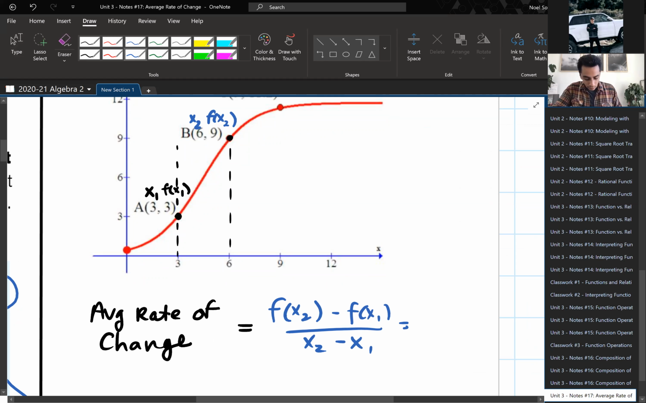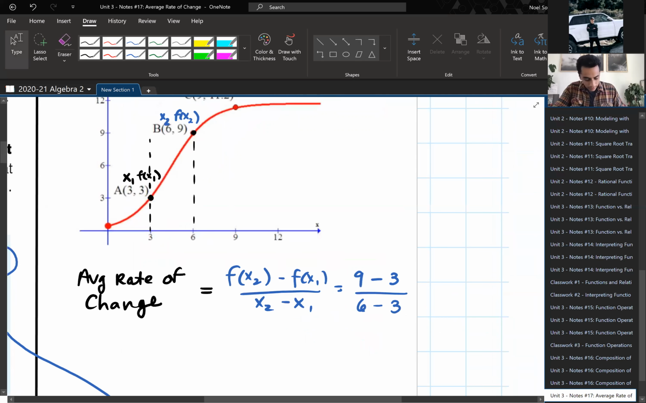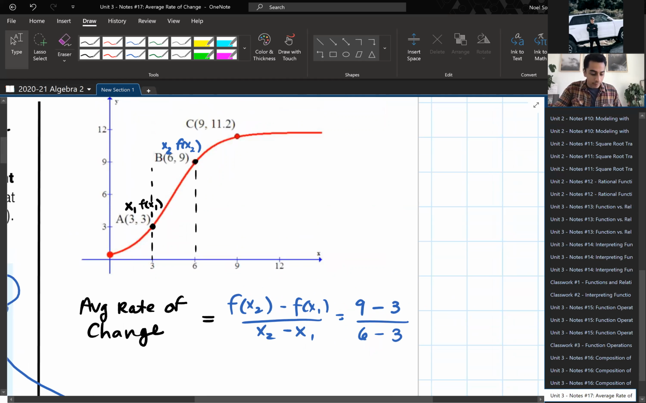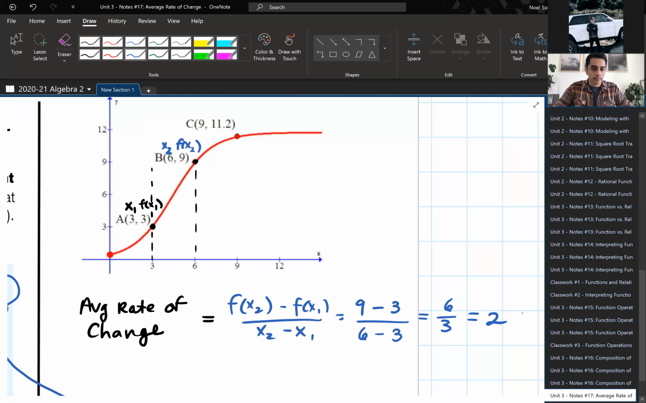So f of x2, what is f of x2? Well, f of x2 is 9. So what I have is 9 minus f of x1, which is just 3. My x2 is 6, and then my x1 is also 3. So we can calculate average rate of change by labeling our points x1, f of x1, x2, f of x2, and the result would be 6 over 3. So our average rate of change between point A and point B is just 2. 2 over 1, or just 2.